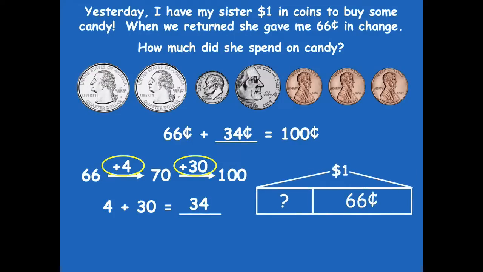I also modeled this with a tape diagram. A tape diagram might be an easy way to help you get your mind going to see what you're missing. So I have 66 cents, that's one of my parts, my unknown, and then my total is $1. So my sister spent 34 cents on candy. Oh, seems like kind of a good deal, right? All right, so good job with that one, friends.